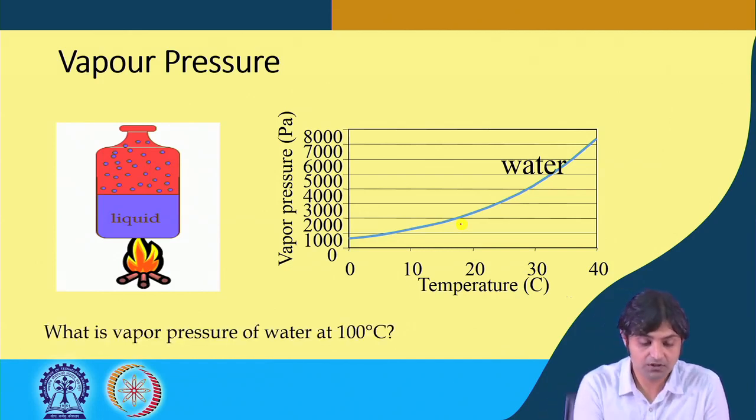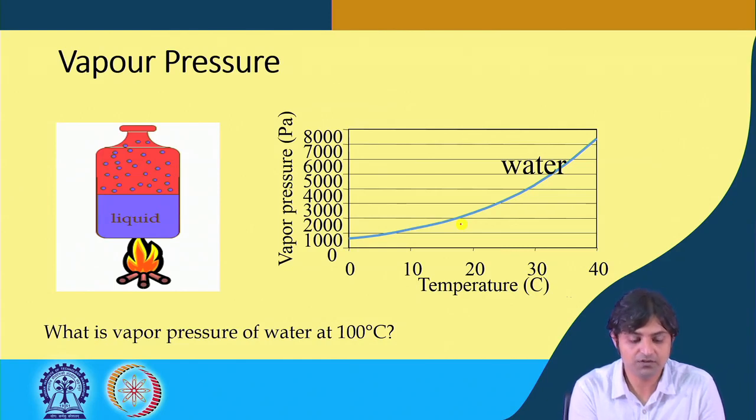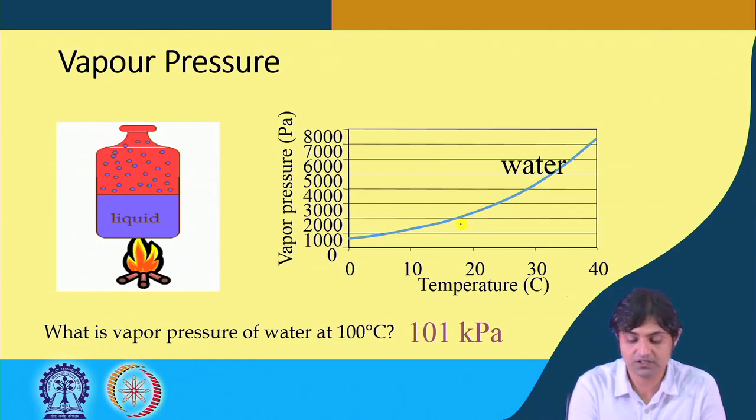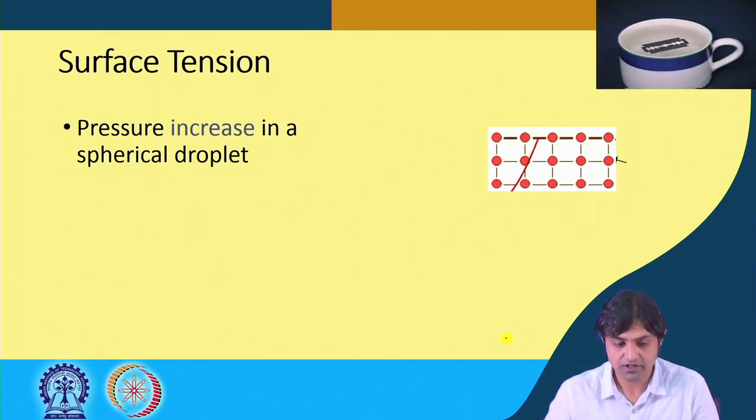Some of the key values that we must be aware of in these types of courses is, for example, what is the vapor pressure of water at 100 degree centigrade? It is 101 kilopascal. So this is an important value to remember.